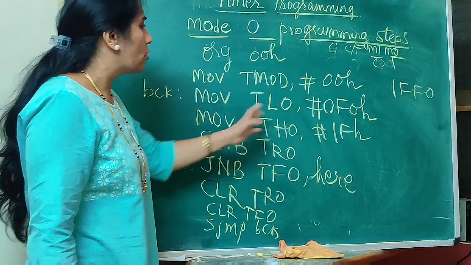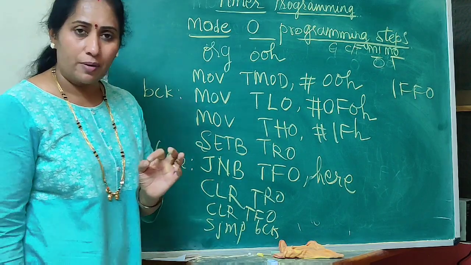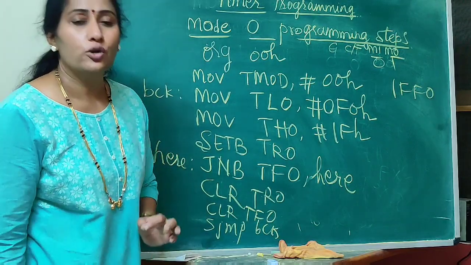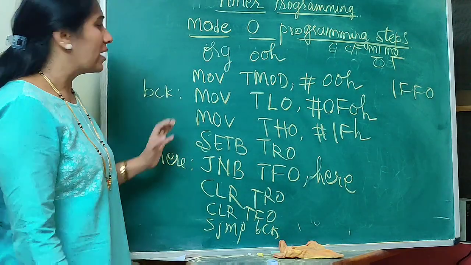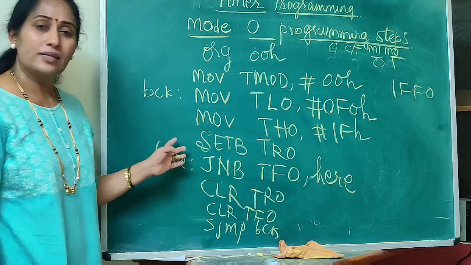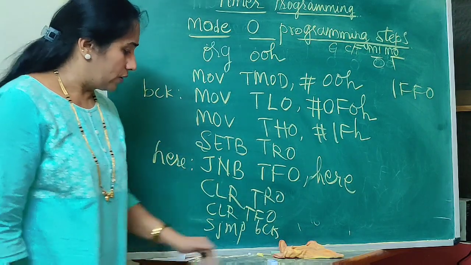So you have to select accordingly, and the only change is when you write the maximum count: in mode 0 it should be 1FFF, and in mode 1 it should be FFFF. The programming steps, everything else remains the same. This is going to be the assembly language program for mode 0 or mode 1 programming.